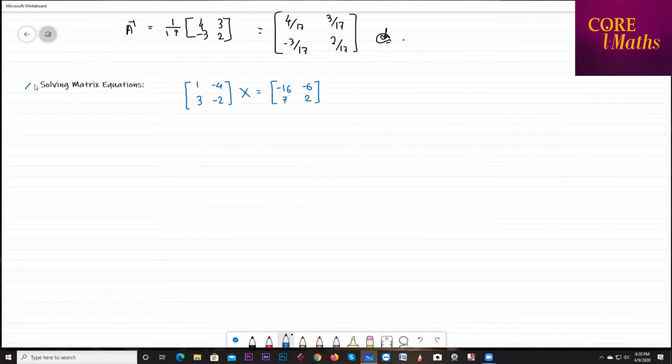The next topic, and the last topic in this chapter, is that you have to solve matrix equations. How will you solve a matrix equation? The question is given.